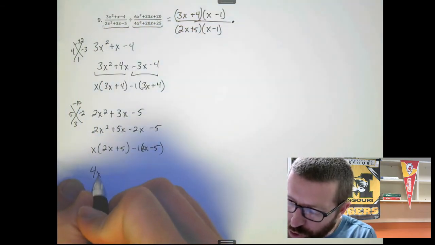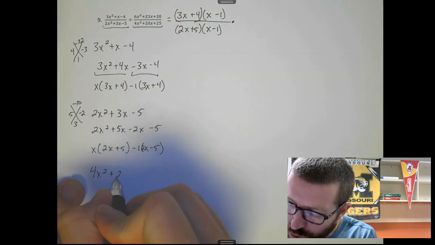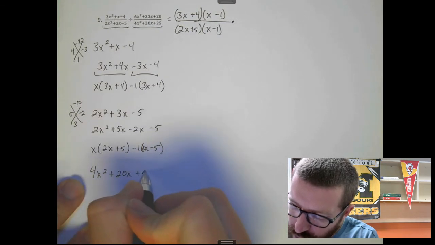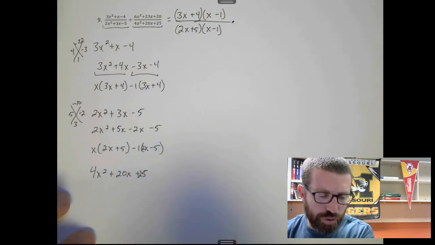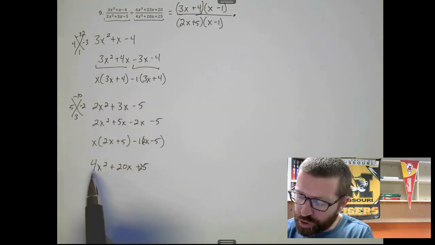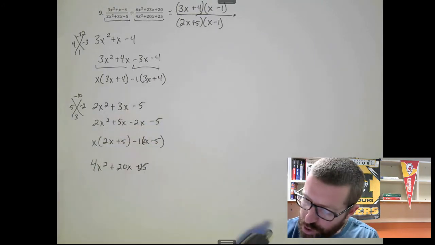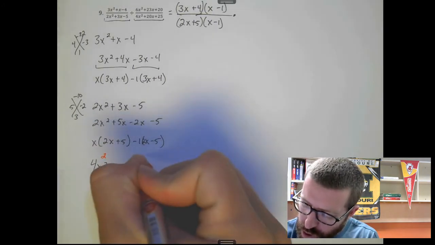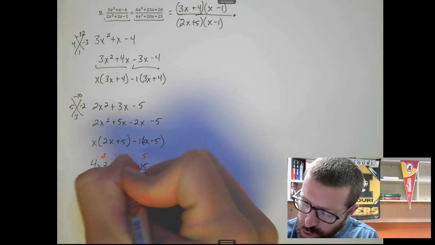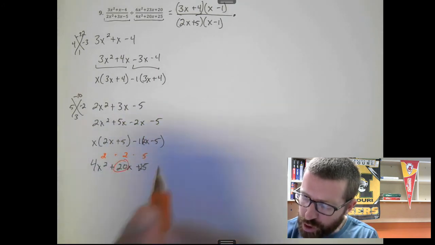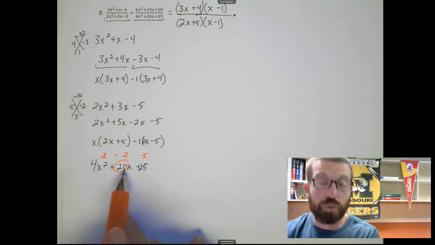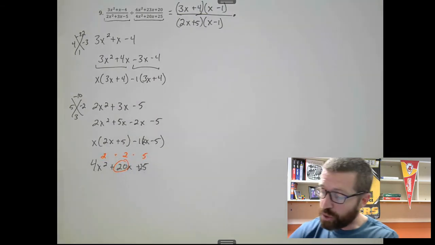And this follows a special pattern. It is a perfect square trinomial. You can use the AC method if you don't see this. But if you take the square root of this and the square root of this, that would be 2 and then 5. And if you multiply it by 2, it matches 20. 2 times 2 times 5 is 20. So that's a factoring pattern.